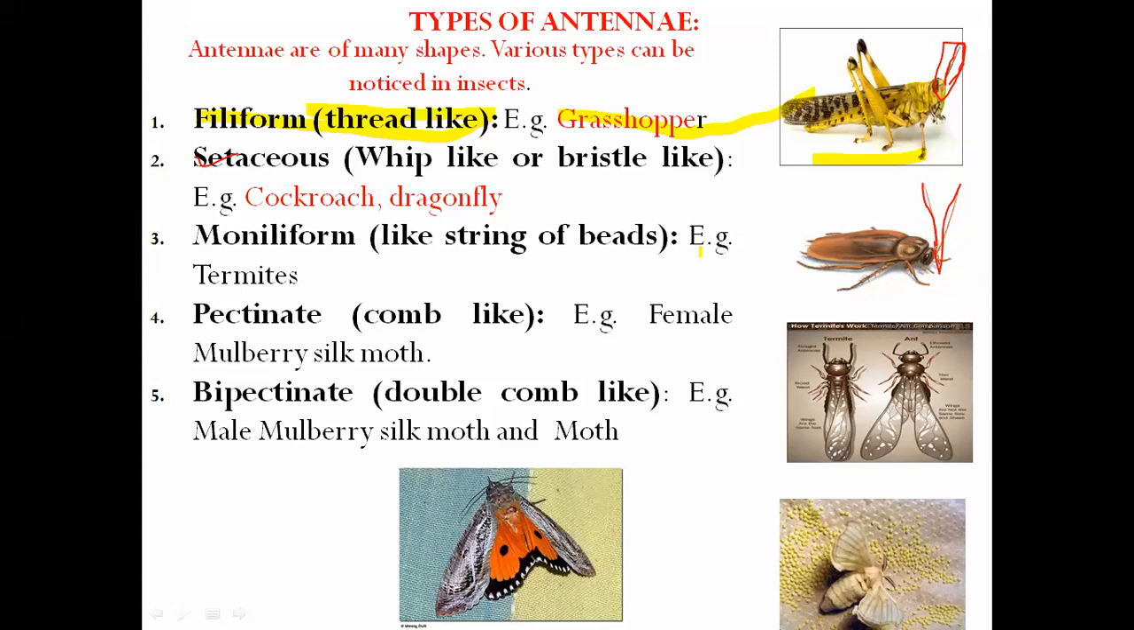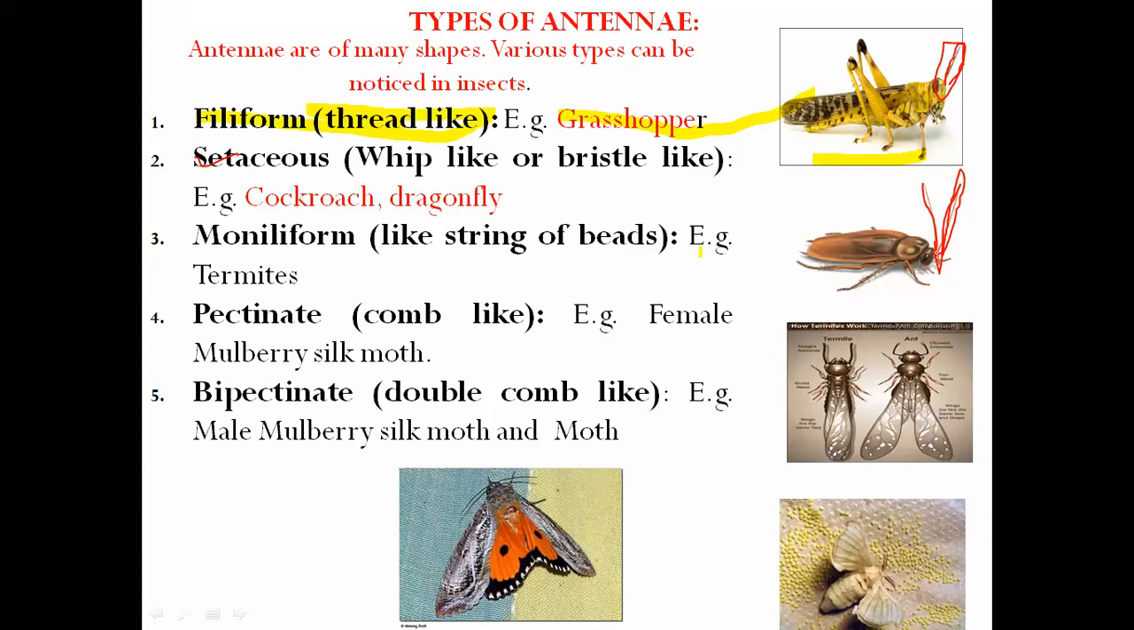The base of this antenna is larger, that means much thicker than the other segments. The basal segment is very large and the remaining segments slightly decrease in size, pointed towards the apex, and the size keeps reducing. That is called setaceous, weep-like, hair-like or bristle-like antenna, present in cockroach and dragonfly. Okay, this is the second type of insect antennae.